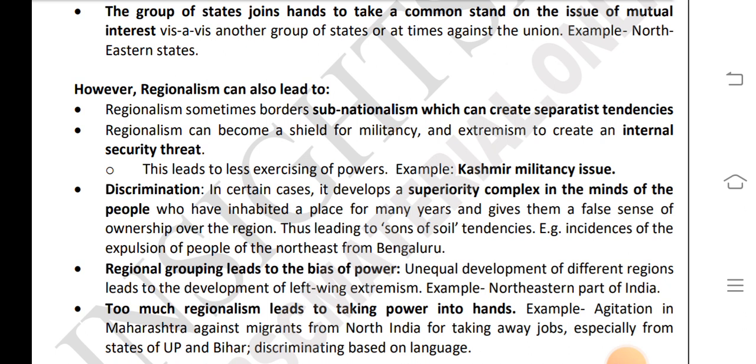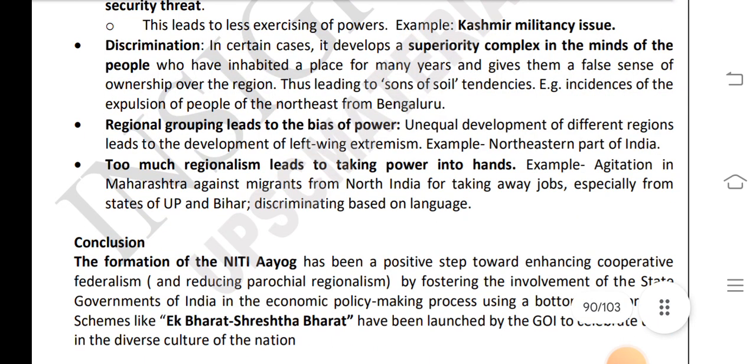An example is Kodavas in Karnataka. Groups of states join hands to take a common stand on issues of mutual interest, and another group of states at times stands against the Union, for example the northeastern states.